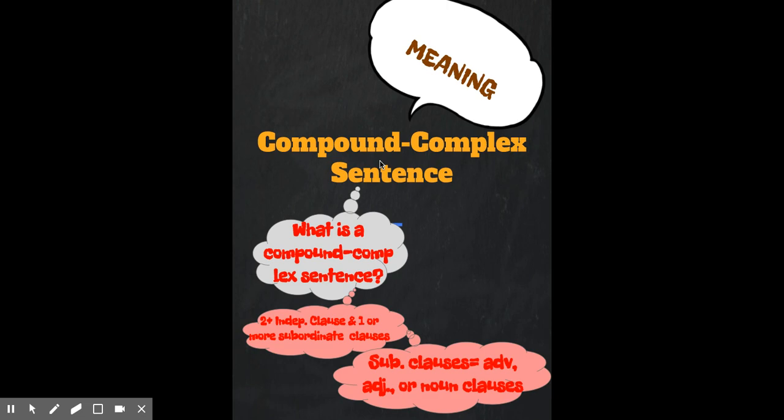Okay, last one, compound complex sentence is where we're just adding actually one more thing. So we're going from one independent clause with one or more subordinate clauses. That's a complex sentence. A compound sentence then is taking the element of the compound sentence where you have two independent clauses and the element of complex where you have one or more subordinate clauses. So that's why it's called a compound complex sentence. You're going to have two independent clauses and one or more subordinate clauses, adverbs, adjectives, or noun clauses.